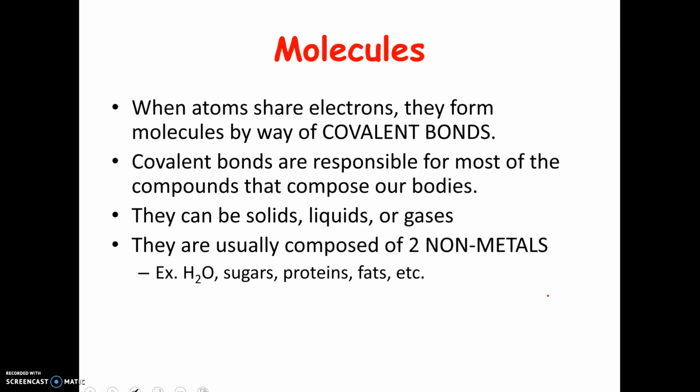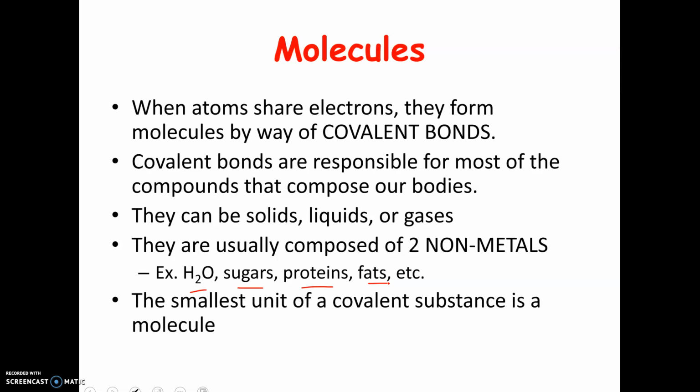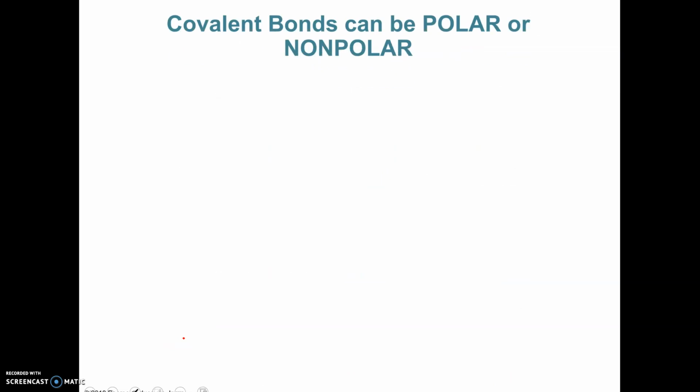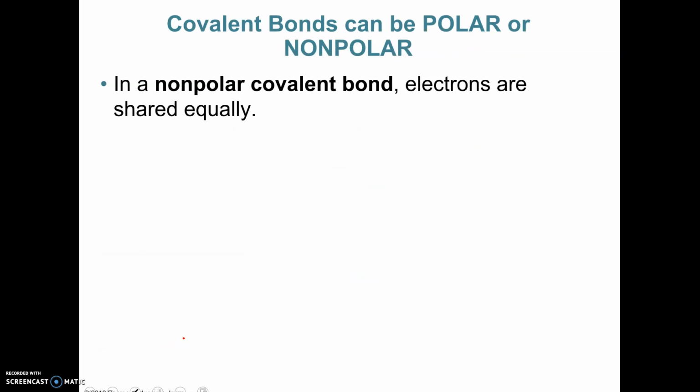So a lot of the things we're going to talk about in our next chapter, like water, sugar, proteins, fats, your DNA, your muscle, your hair, those are typically covalent compounds. They have a lot different properties than ionic compounds. And the smallest unit of a covalent compound is called a molecule. Now, these can be subdivided into polar and non-polar.